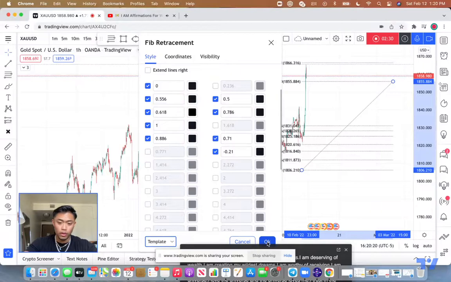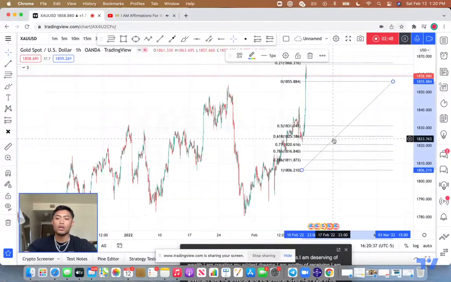There's a deep retracement, there's a shallow retracement, and there's a regular retracement. Me personally, I actually use 0.618 and lower, hence why I have 0.618, 0.786, 0.71. And of course, I also have 0.5. So I'm going to go ahead and just hide this 0.556 because honestly, it doesn't have to be there.